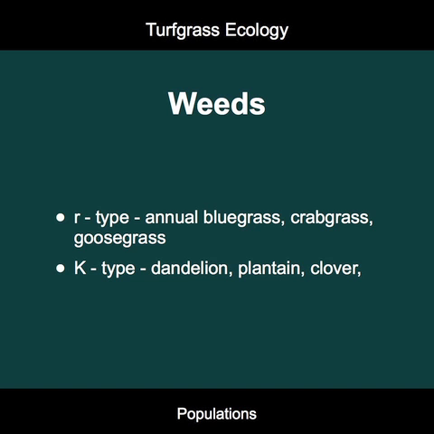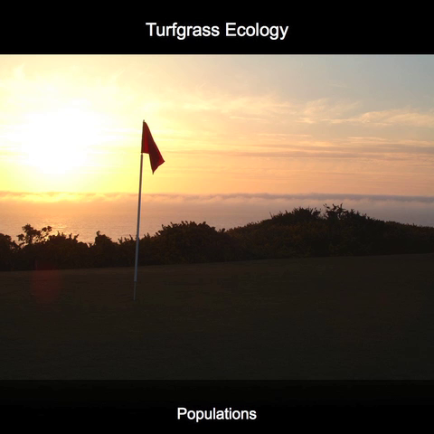R-type weeds do not like competition from other populations. K-type weeds like dandelion, plantain, and clover tend to live longer than 1 year and put more energy into plant development. These weeds are much more competitive at full cover or K capacity than r-type weeds. We will talk more about populations in following presentations.